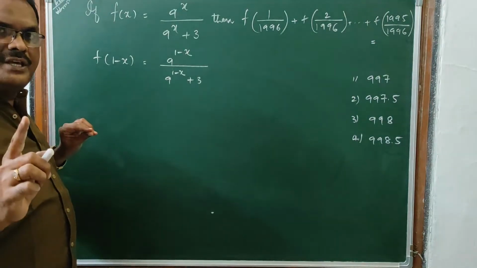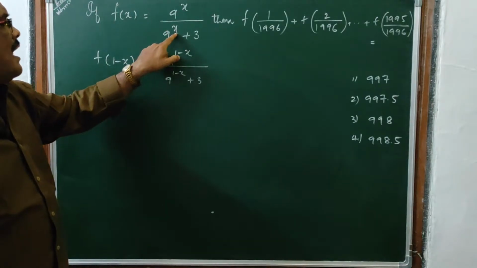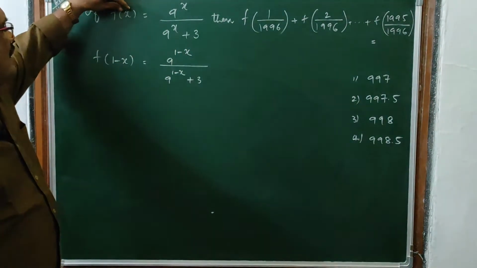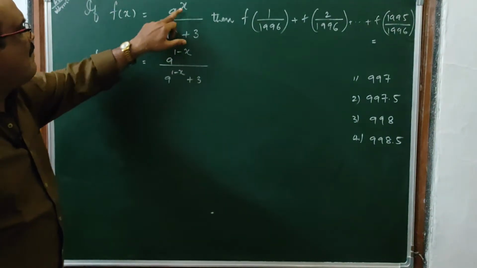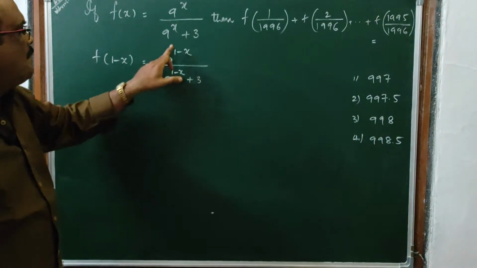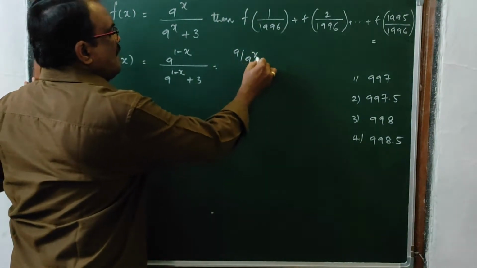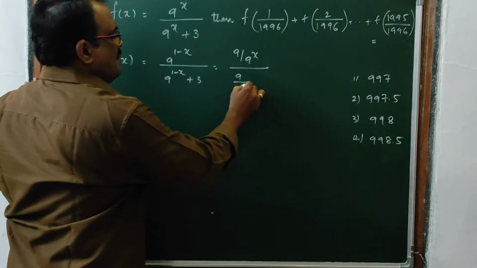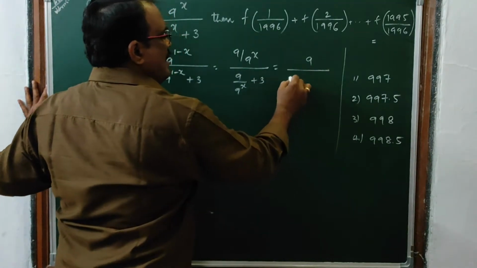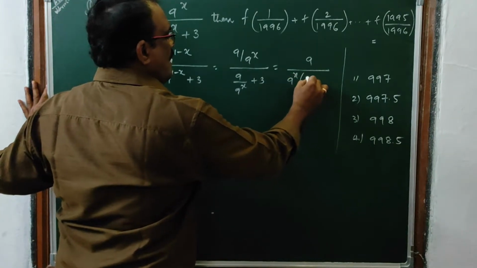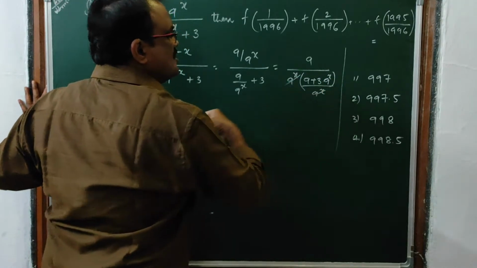Observe carefully. f of x is equal to 9 power x by 9 power x plus 3. Instead of x we are substituting 1 minus x: 9 power 1 minus x by 9 power 1 minus x plus 3. What happened? This is 9 by 9 power x. This is 9 by 9 power x plus 3. So we get 9 by 9 power x into 9 plus 3 into 9 power x by 9 power x. So these two get cancelled.